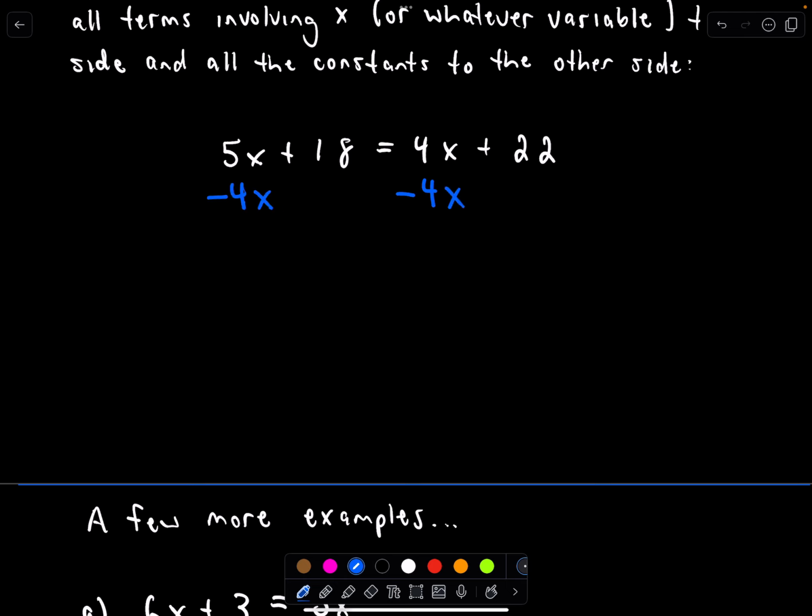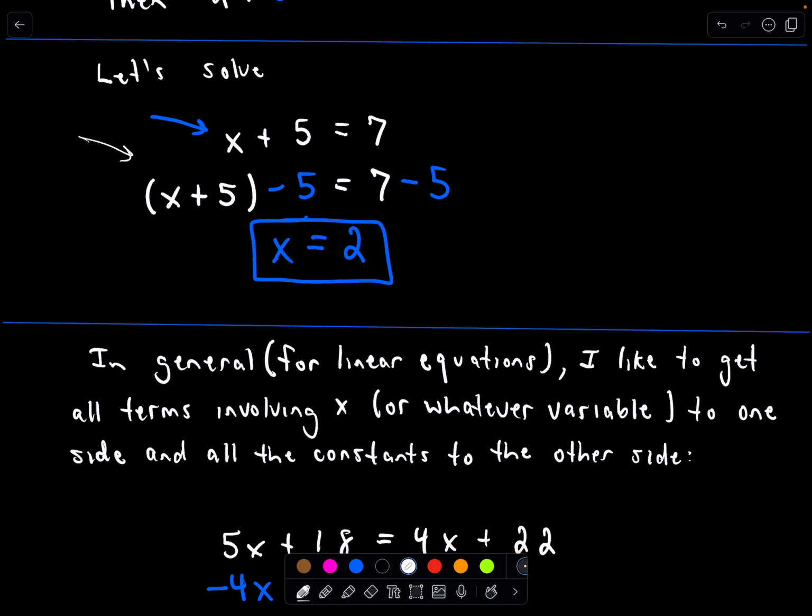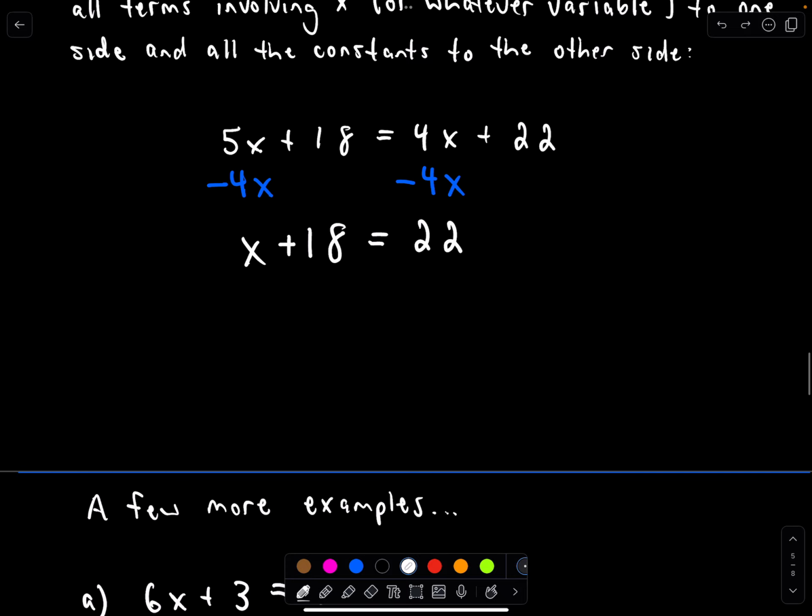I'm subtracting 4x from both sides, and notice I'm already lining up my like terms. 5x minus 4x is just going to leave me with x on the left side, still plus 18. 4x minus 4x is going to be 0x, and then we still have our plus 22 left over. Now we're back to our other example that we started off with. Here I was adding 5, so I subtracted 5. Now I'm adding 18 to the left side where my x is, so I'm simply going to subtract 18 from both sides.